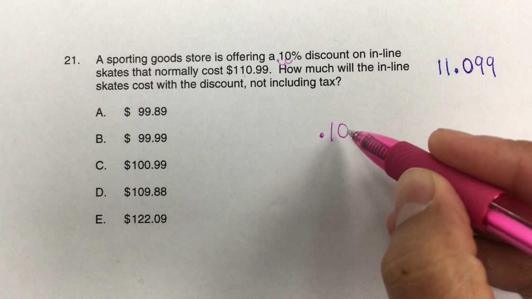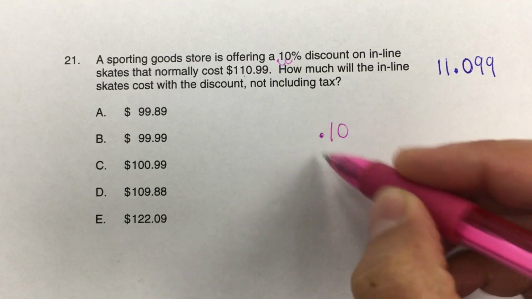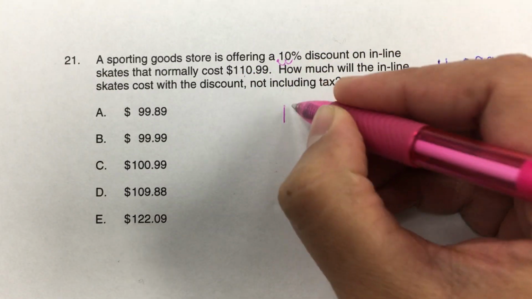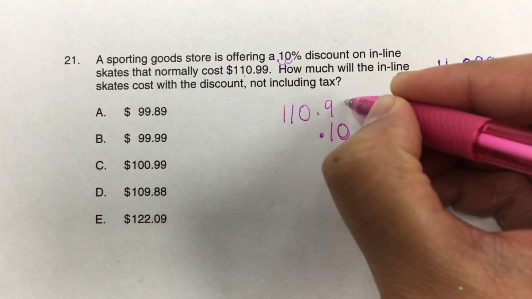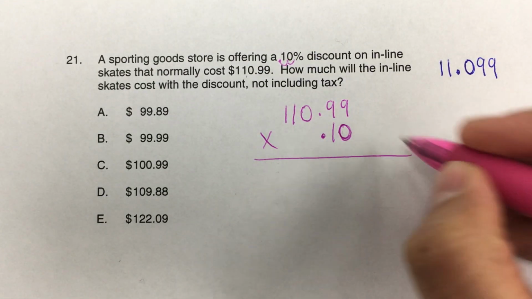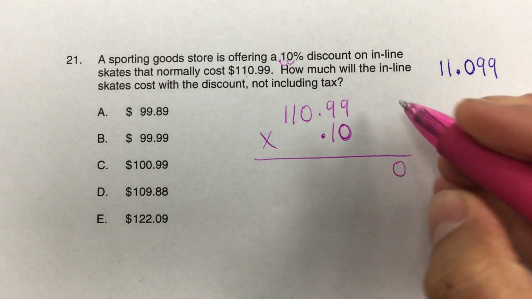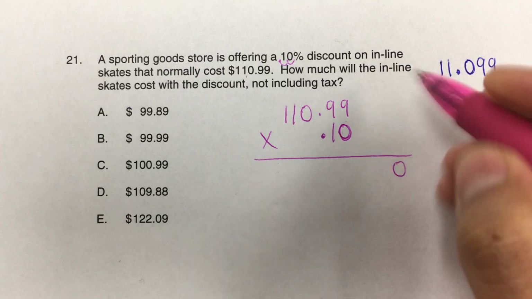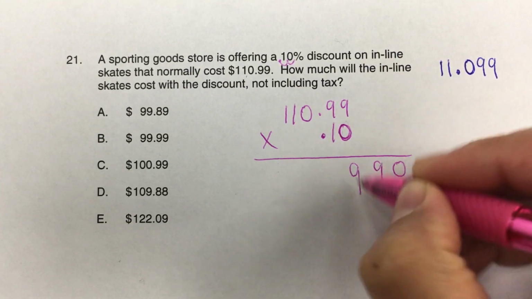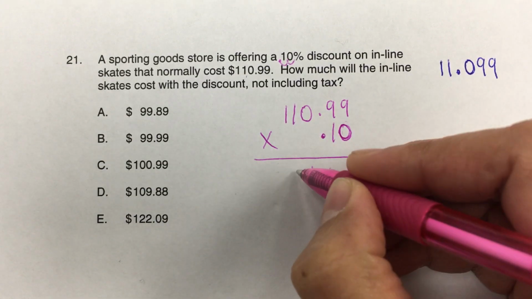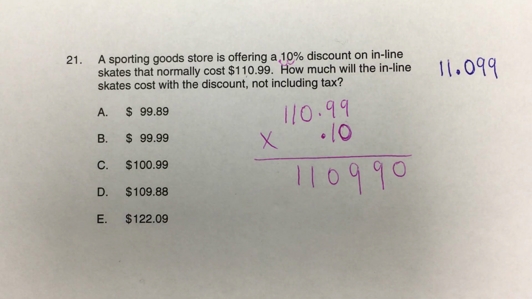Then you're going to multiply the percent in decimal form times the total cost, and in here you get, well, 0 times everything is just 0, so you can just add it at the end. Anytime you have zeros, that's what you can do, okay? And then 1 times 9 is 9, 1 times 9 is 9, 1 times 0 is 0, 1 times 1 is 1, and 1 times 1 is 1.